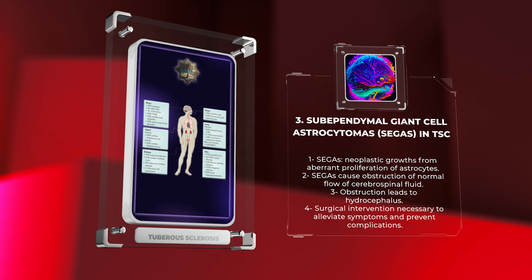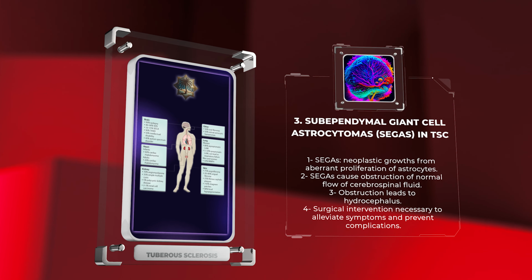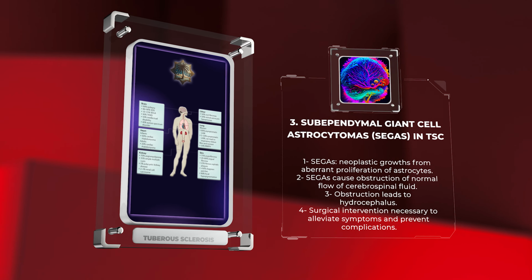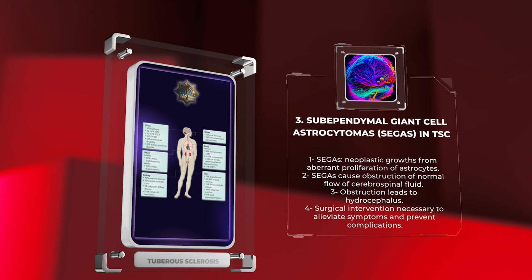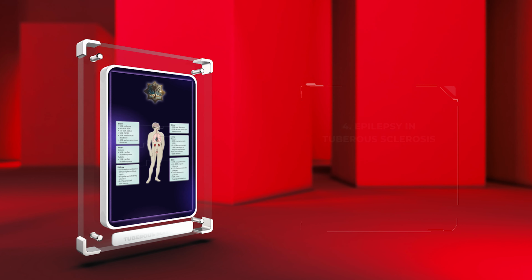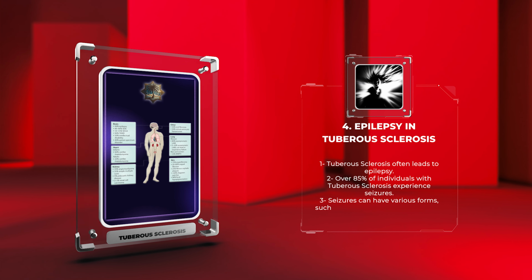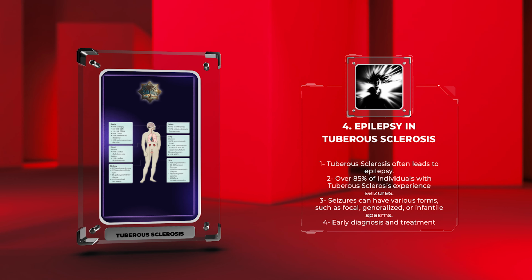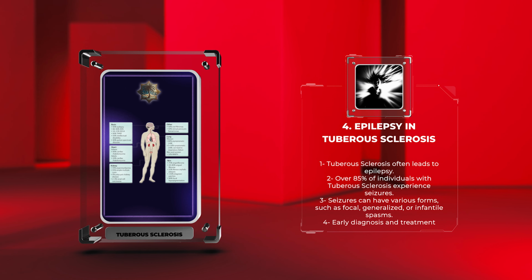To alleviate symptoms and prevent complications such as elevated intracranial pressure, surgical intervention is commonly necessary. The surgical approach consists of either complete resection or reduction in size of the SAGAs. Tuberous sclerosis is a medical condition that often leads to epilepsy, a neurological disorder characterized by recurring seizures. Over 85% of individuals with tuberous sclerosis experience seizures.